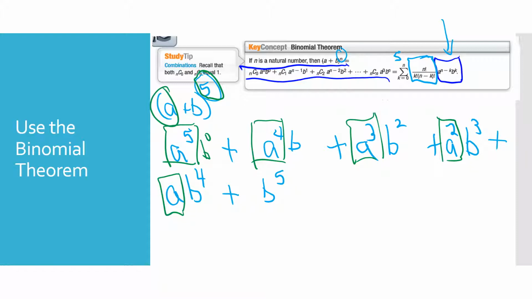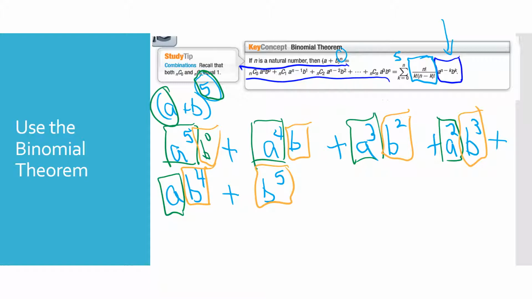And then it's going up, so now it's b to the 1st power. Starts at b to the 0, then it goes b to the 1st, b to the 2nd, b to the 3rd, b to the 4th, and then finally ends at b to the 5th, which is what we're expanding this binomial to.